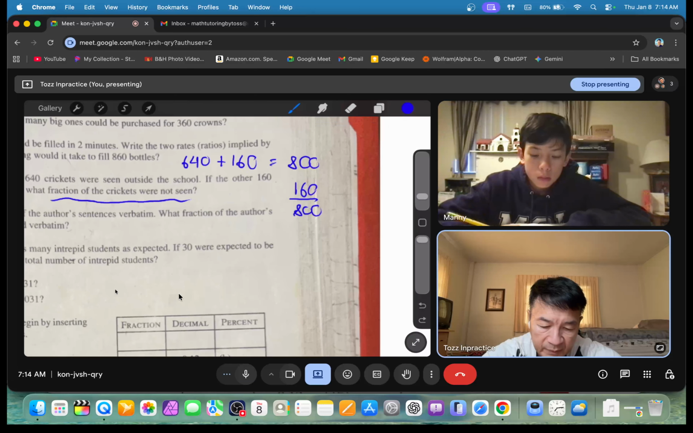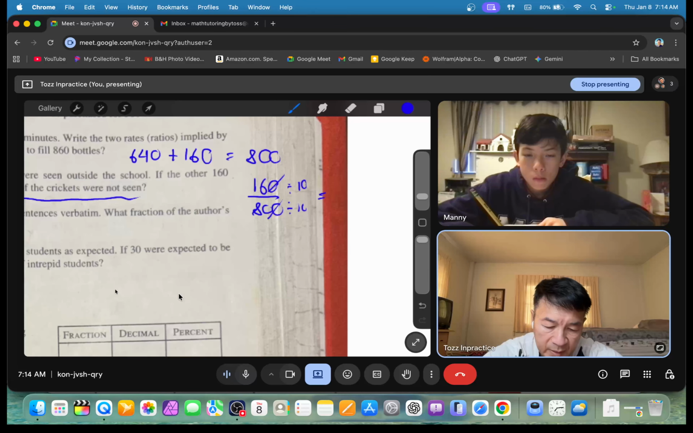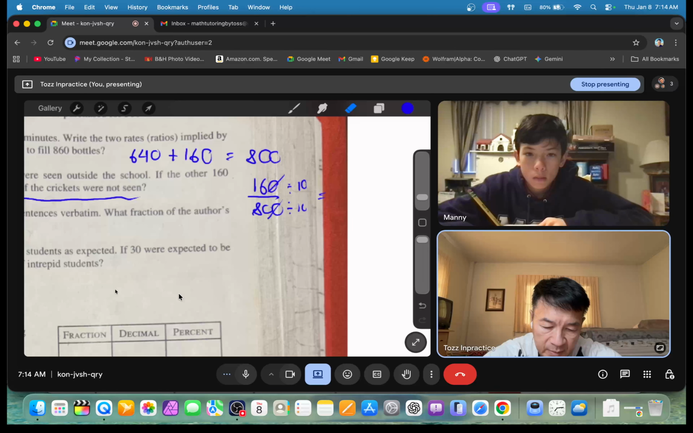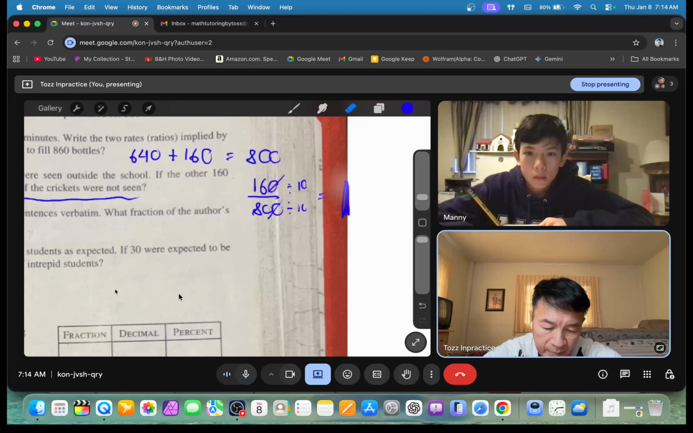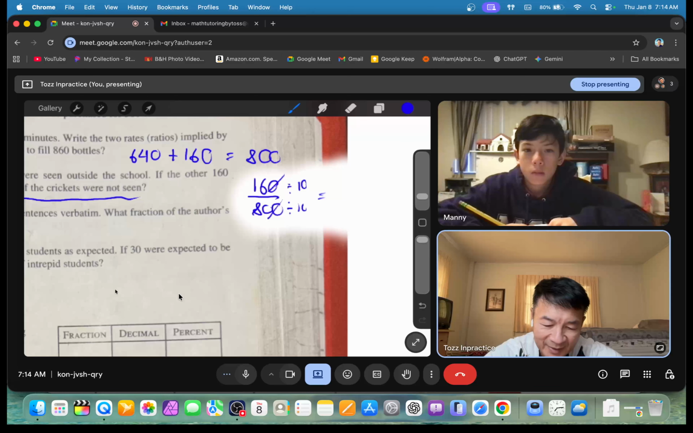But reduce that. Divide the top and the bottom by 10, or scratch out the ending zeros. Like that. Then look at it again. It's 16 over 80, which is reducible further. Let me see if I can erase this. I'm pretty sure I can if I go on the bottom layer. Okay, cool, that's pretty cool. So you're left with 16 over 80.